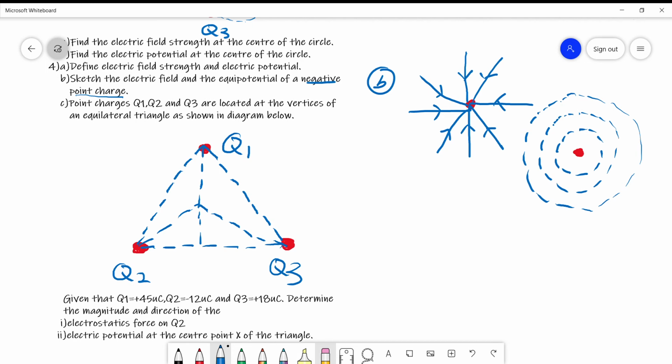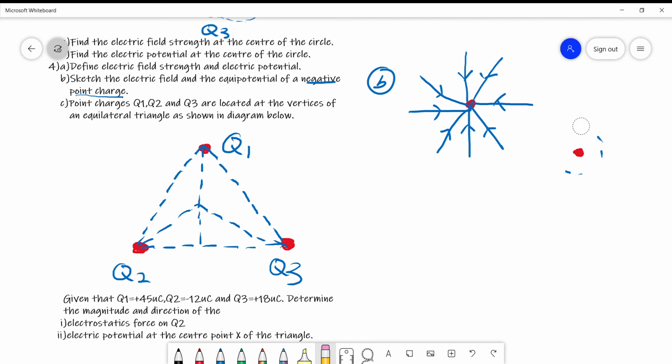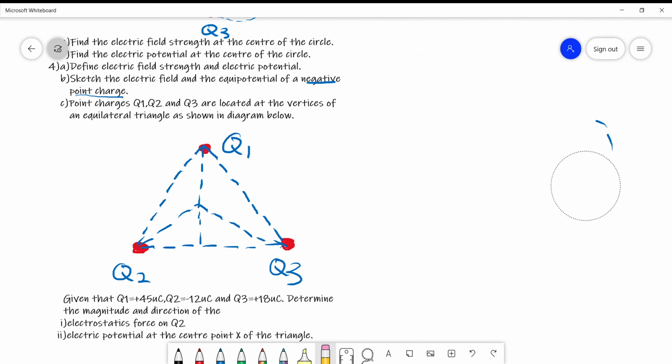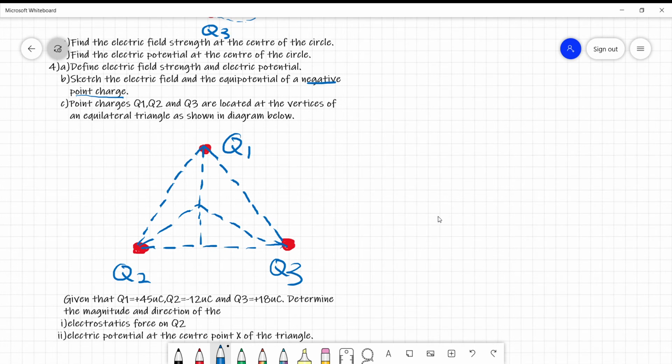If you wish to draw just one surface, it is also acceptable instead of many surfaces. So let's say this one will be the equipotential surface for one surface only. Alright, so let's move on to part C.